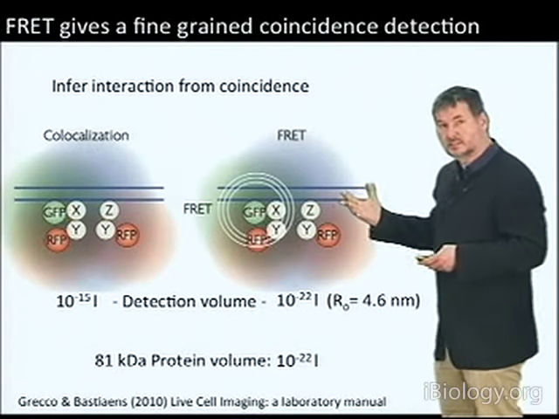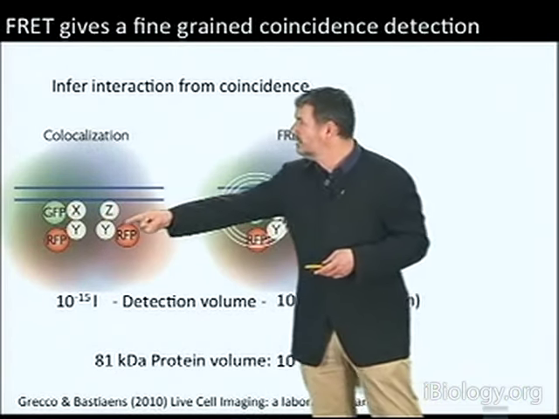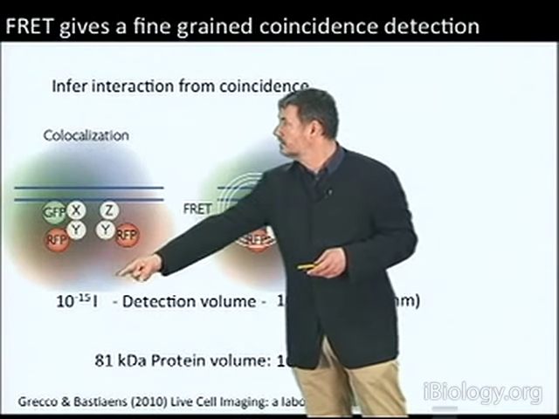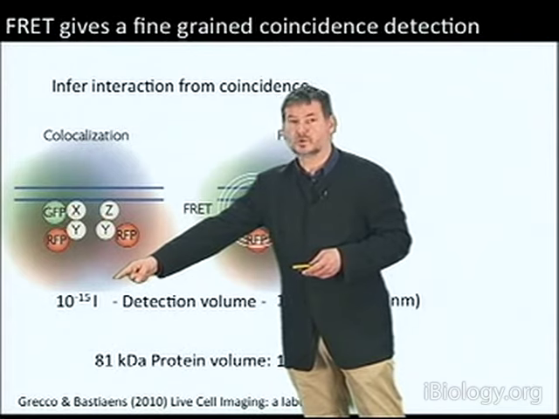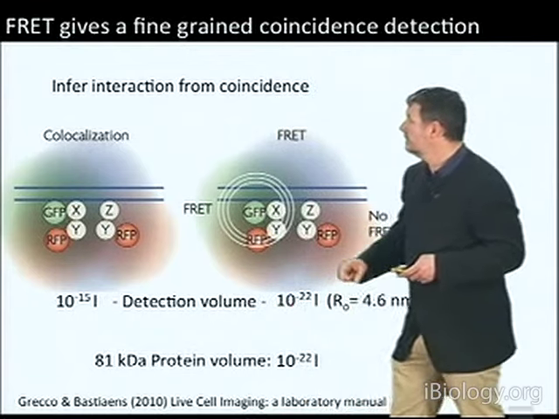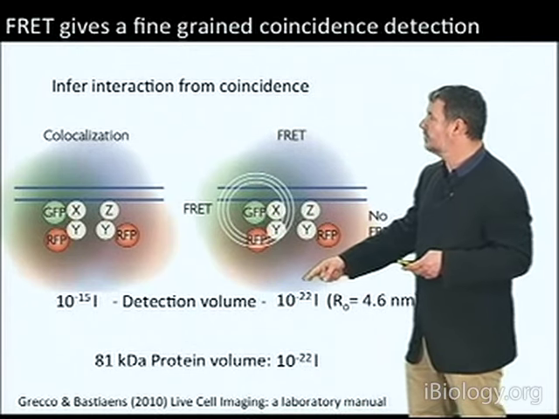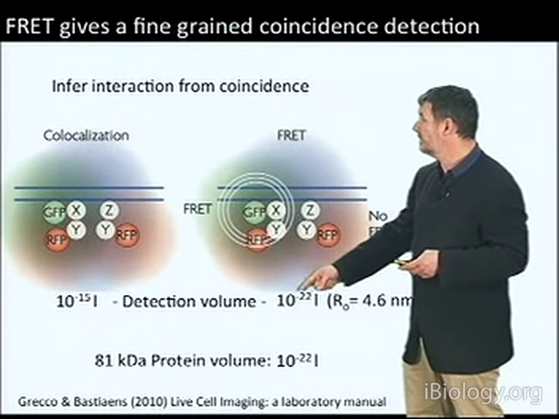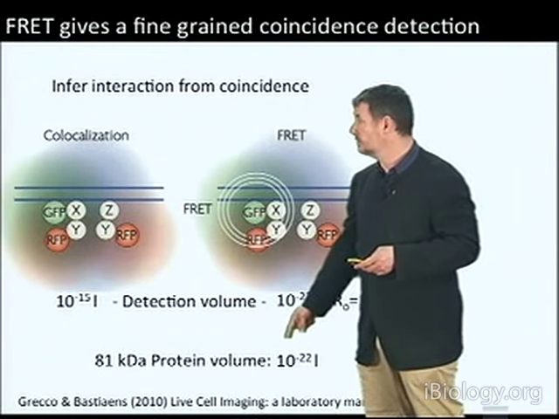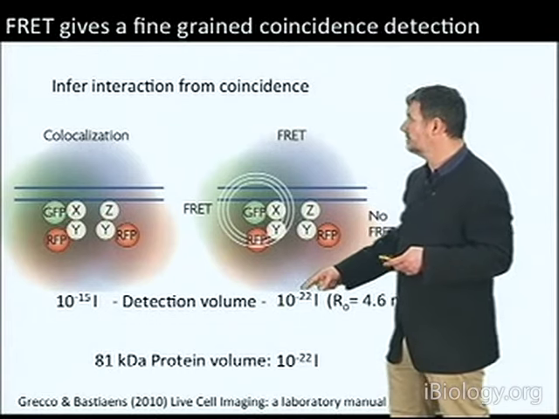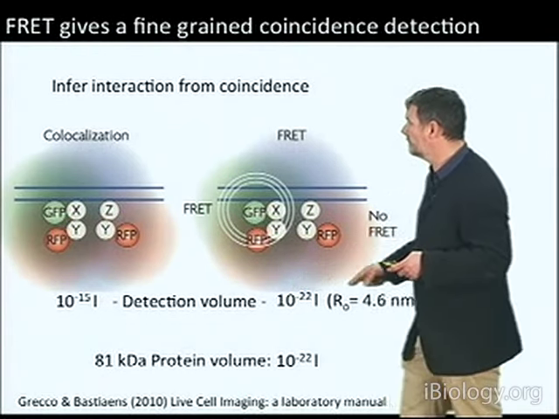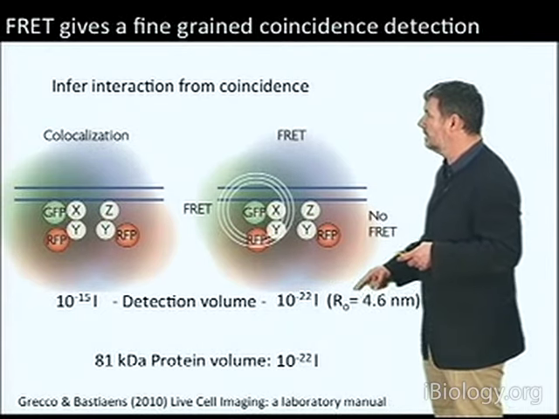So back to our coincidence detection. If you just measure coincidence of molecules by colocalization using a microscope, our detectable volume element is way too large compared to the volume of the proteins we're detecting. If you look at the coincidence of molecules using FRET, we go to a volume that is of the same order as the volume of the molecules that we want to detect. So we're in this sub-zeptoliter domain, or sub-zeptoliter scale, for an R0 of, for example, 4.6 nanometers.